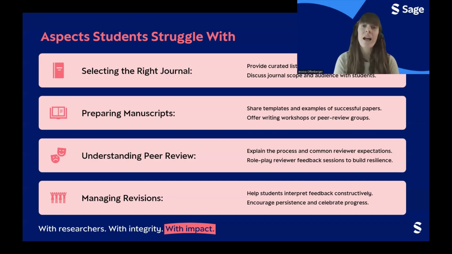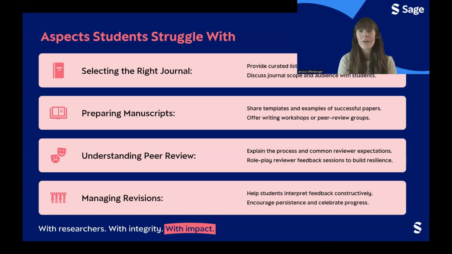And then at your institution or organization, you can offer writing workshops or peer review groups. Conferences are a great place to find these types of workshops as well, at society or association conferences that happen annually. So you can partner people together to help work on these types of skills.